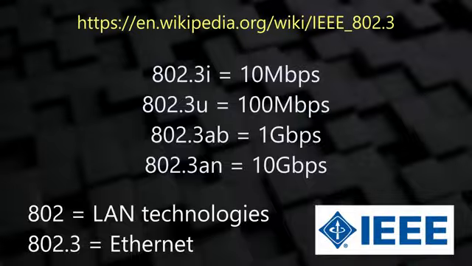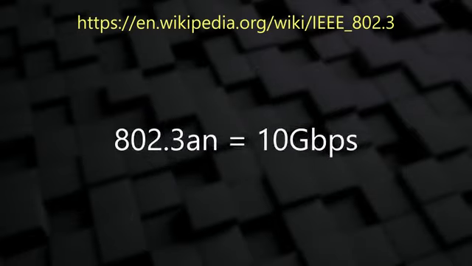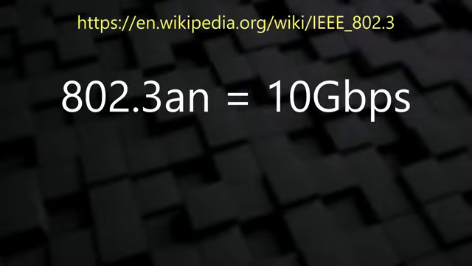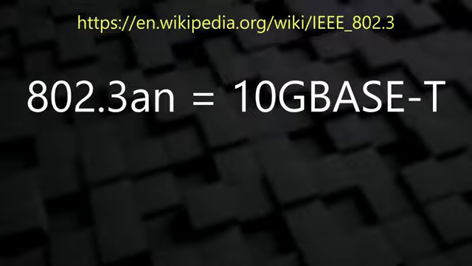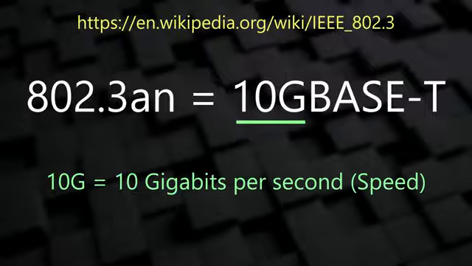If you'd like to see a full list of Ethernet standards, have a look at the Wikipedia page on IEEE 802.3. Codes like 802.3an can be tricky to remember, so each of these physical standards have friendly names, which are a bit easier to understand. For example, 802.3an is also known as 10GBase-T. This gives us a bit of a hint about what the standard is. The 10G refers to the speed of the connection. In this case, it is 10 gigabits per second.